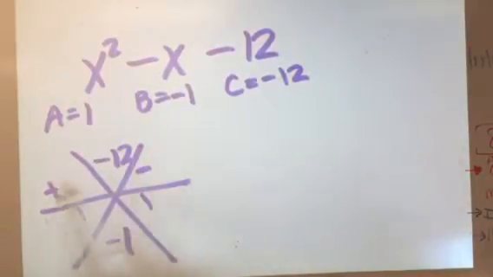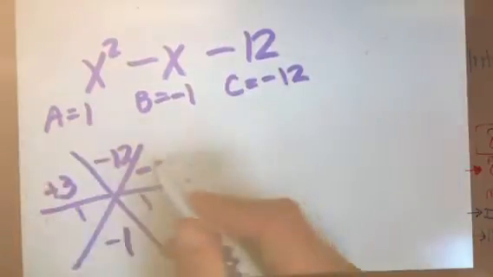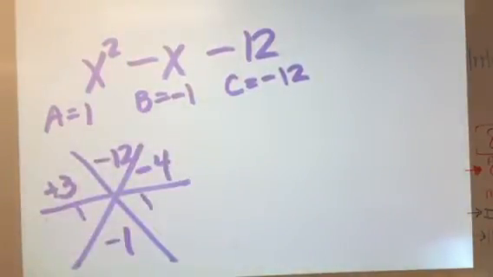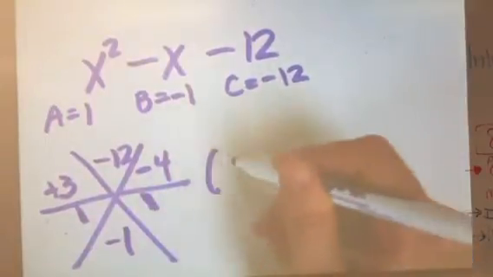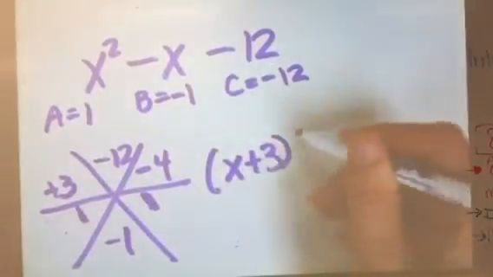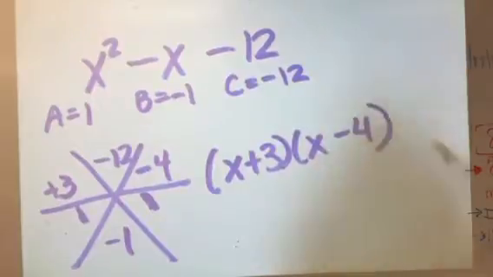So what has a difference of negative 1, since when you're adding a positive and negative, you subtract and take the sign of the larger number. So it's going to be positive 3 and negative 4. So again, the coefficient of x comes from this denominator when it's in simplest form. So we have 1x plus 3 times 1x minus 4, and that is my factored form.